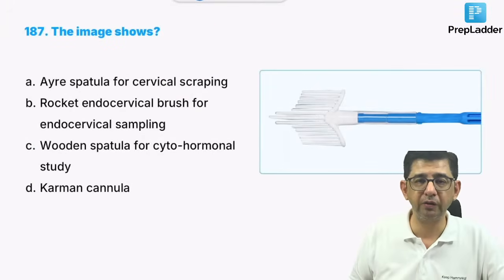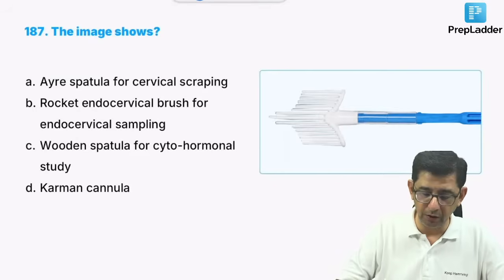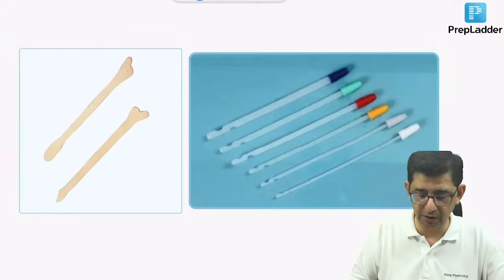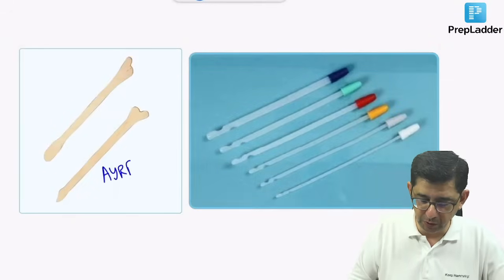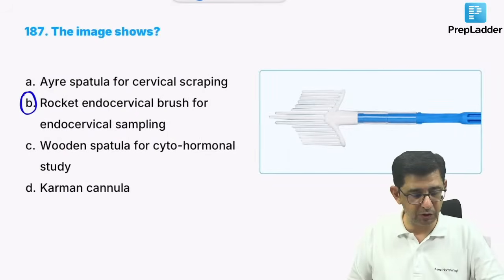So what you see here is a rocket endocervical brush for endocervical sampling. That will give you a better cytological yield. Then we have an Ayre spatula also, the image of which I am showing on the slide before you. That's an Ayre spatula. And then subsequently what you can notice is a Karman cannula. The answer to this question is option number B.